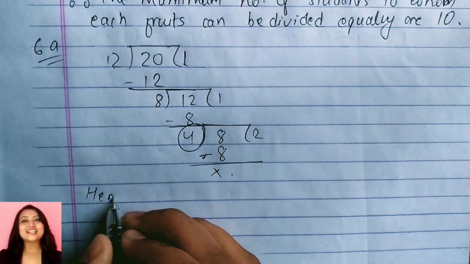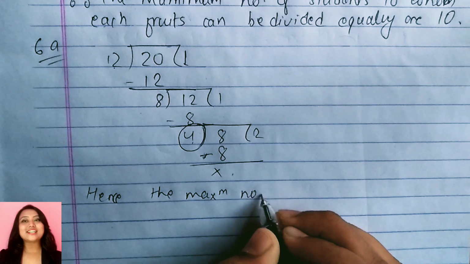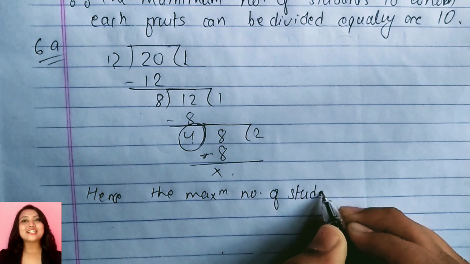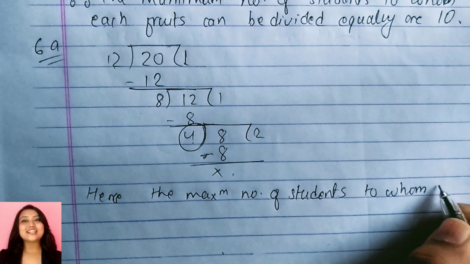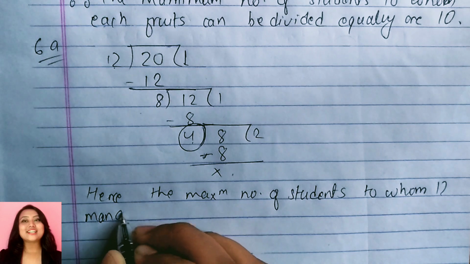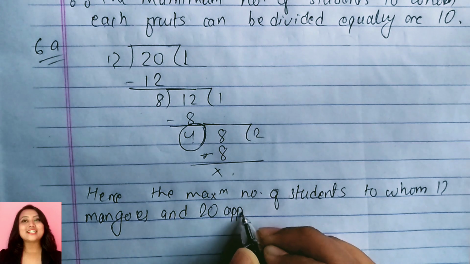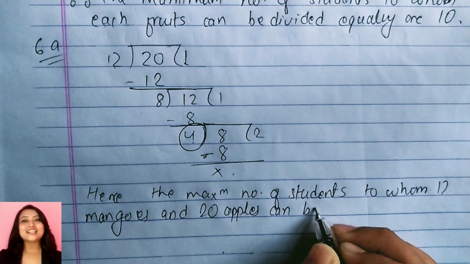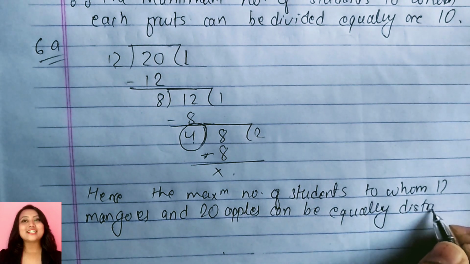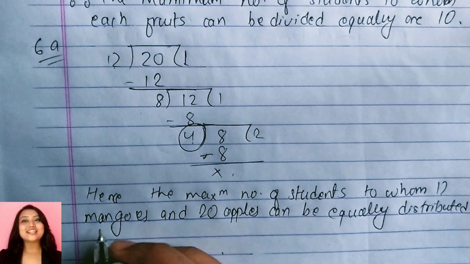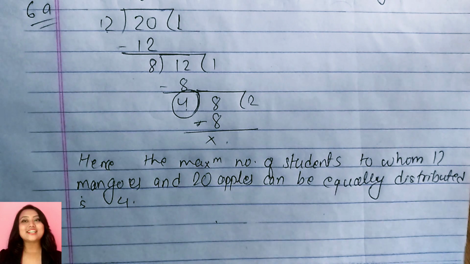Hence the maximum number of students to whom 12 mangoes and 20 apples can be equally distributed is 4. So to 4 students this can be equally distributed.